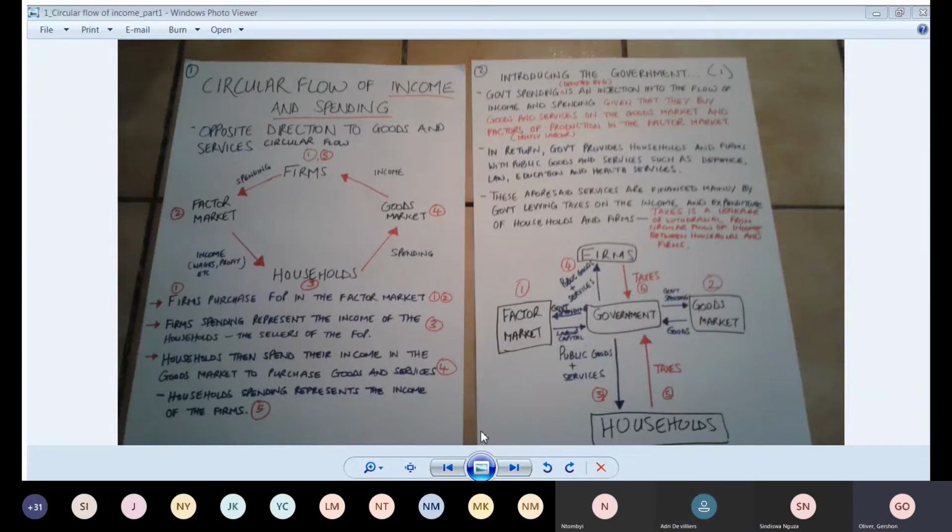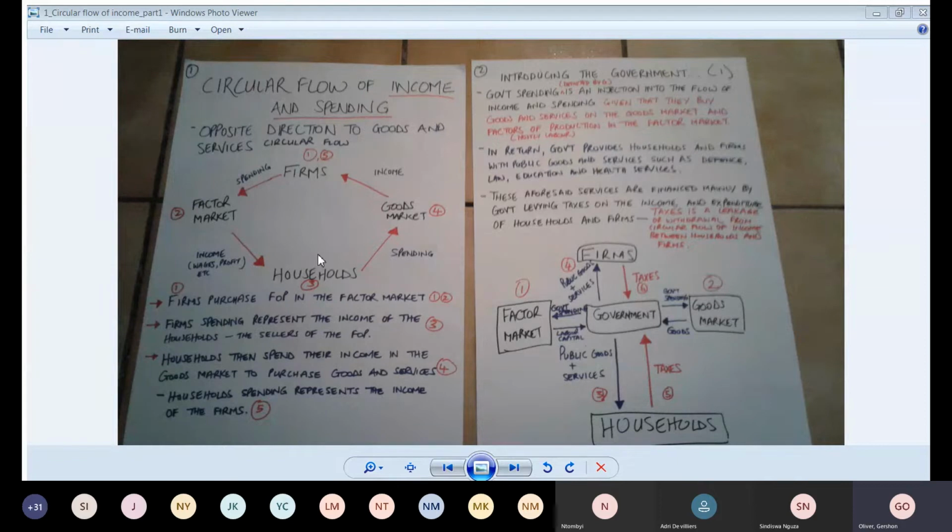And the previous question. The one on the left hand side is the circular flow of income and spending. The previous slide before that was the circular flow of goods and services. We spoke about production, income, and spending, which are the three major flows in the economy. That's the circular flow of goods and services, whereas this one over here is the circular flow of income and spending. That's the main difference.